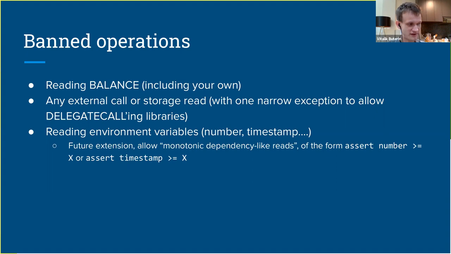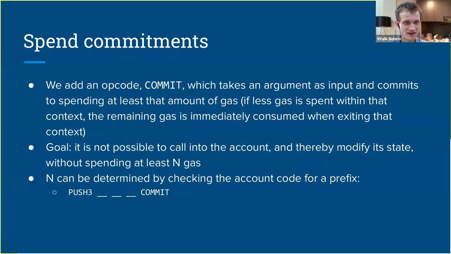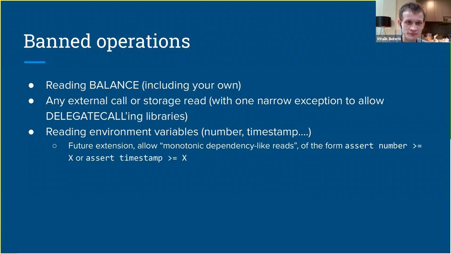Now, getting to spend commitments and the sixth-time-end thing, right? Basically, what's going on here is that let's say you have an account and transactions from that account take, say, 90,000 gas to get to the point where they call pay gas. In order to protect our invariant, we want to have a mechanism that says account X cannot be modified unless at least 15,000 gas gets burned in order to do so, right? So if someone is willing to burn the 15,000 gas in order to call into the account and potentially modify it, then fine, we can reprocess. If they're not willing to do that, then no, they cannot. They can't call into the account at all.